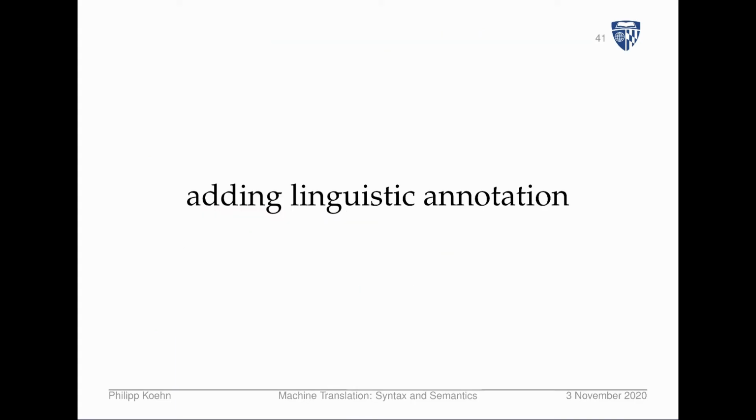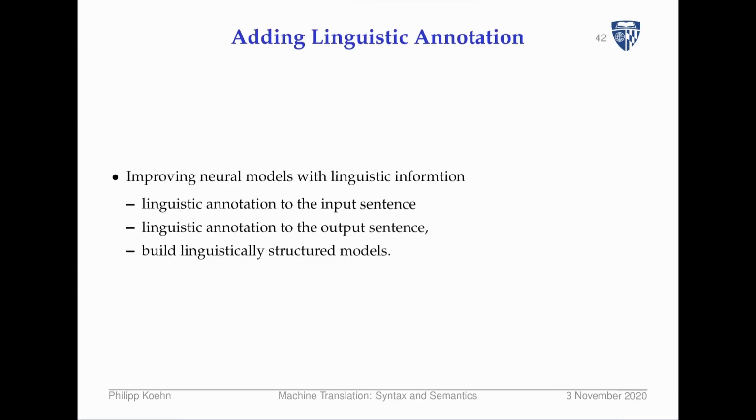Okay, so how do we actually now use all that information in building better machine translation systems? So one idea is when we build machine translation systems, maybe we should add linguistic annotation to the input sentence and the output sentence, and then therefore that gives us better translation disambiguation abilities. So we could want to improve neural models with linguistic information. So we could add linguistic annotation to the input sentence, and we can add linguistic annotation to the output sentence. Or we can even go further and build linguistically structured models. There's been work on all these three things.